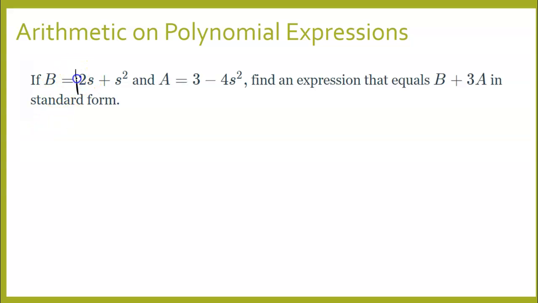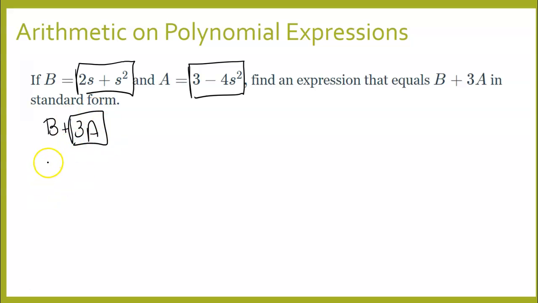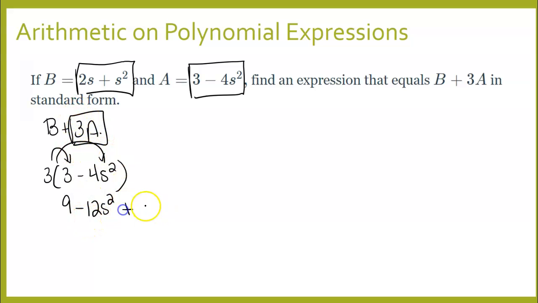All right, so we have b equal to 2s plus s squared and a equal to 3 minus 4s squared. They want me to add b to 3 times a. So the first thing I'm going to do is 3 times a. So that becomes 3 times 3 minus 4s squared. I'm going to distribute. That becomes 9 minus 12s squared. So that takes care of the 3 times a. Now I need to add the b.